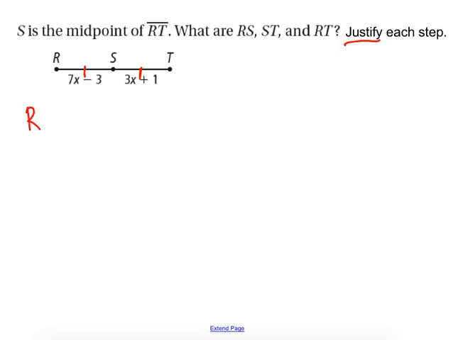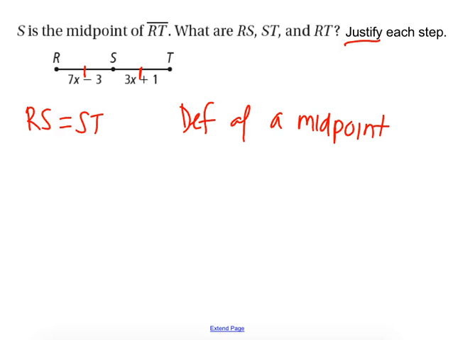So we know that RS is equal to the measure of ST, and that is the definition of a midpoint. Okay, well, do we know what RS and ST are? No, but we know what they equal. So let's substitute in what we know. 7x minus 3 equals 3x plus 1. And all we did there was substitute, so substitution property.